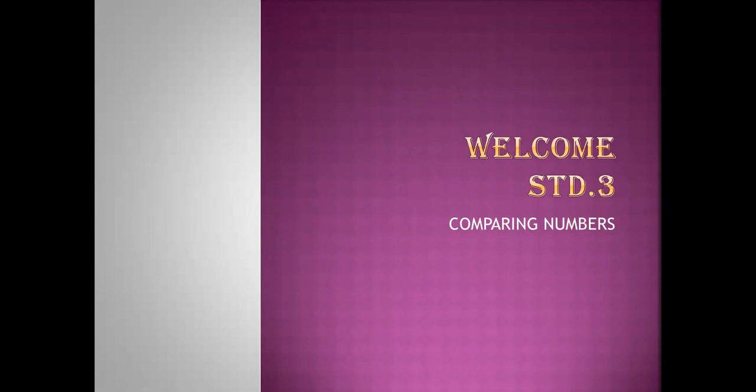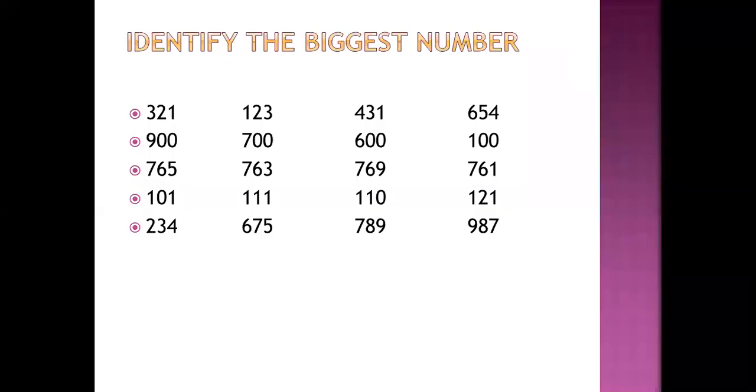So let's start with the new topic, comparing numbers. Now before we start the topic, I want you to first understand the biggest number and the smallest number. I know it's a revision of all what you have done in standard 3, but now the question says, identify the biggest number. So I've given you 5 sets of numbers and in each set we've got around 4 numbers. So let's read the numbers first.